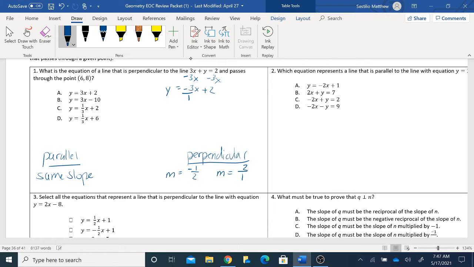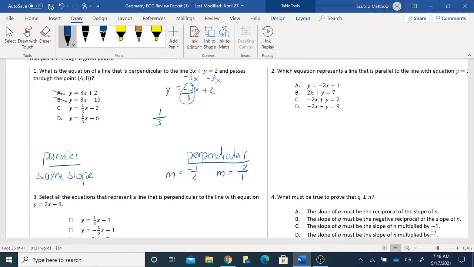This is -3/1, and we're looking for perpendicular. Opposite means it's got to be positive, because this is -3/1. And then flip it. So 1/3. We're looking for slopes that are 1/3. So this one is 3. You can get rid of these. Now we got to figure out, well, which one works? They're C or D. That's why they give us this point, 6/8.